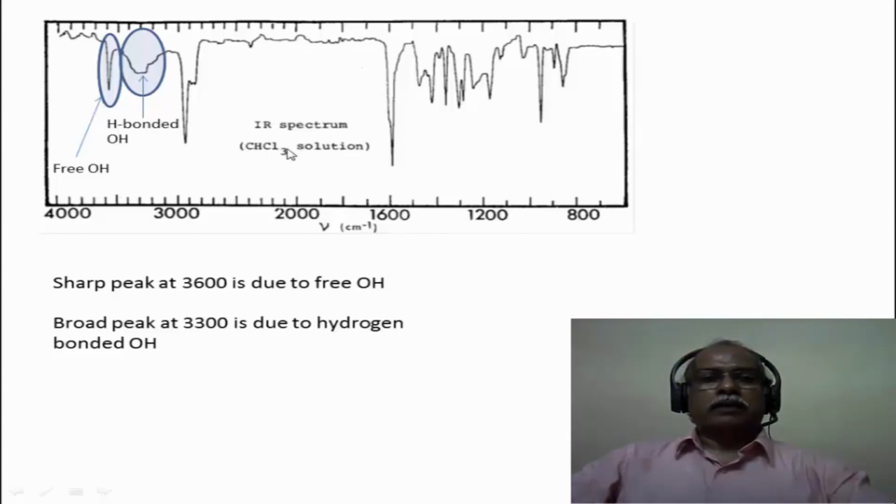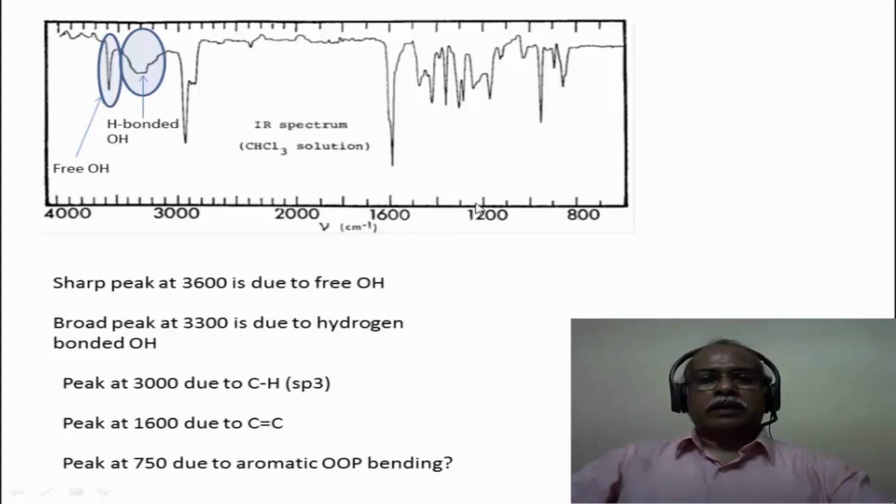Depending upon the concentration, the intensity of the non-hydrogen bonded, in other words the free OH, and the hydrogen bonded OH can vary. I would presume that this is a fairly dilute solution to be able to see the free OH in this particular compound, and the sharp peak around 3600 is due to the free OH, and another broad peak around 3300 is due to the hydrogen bonded OH in this particular system.